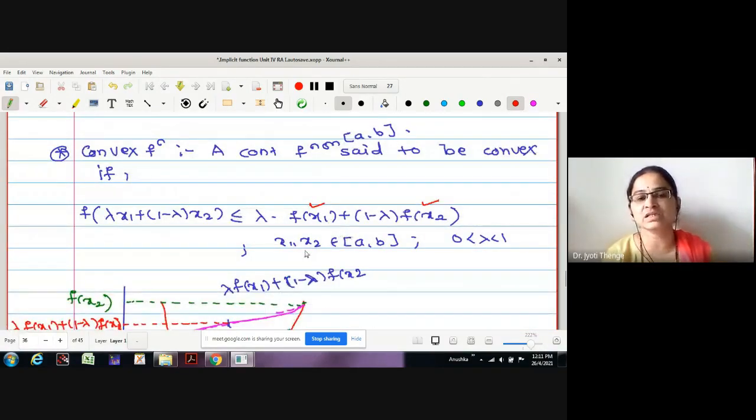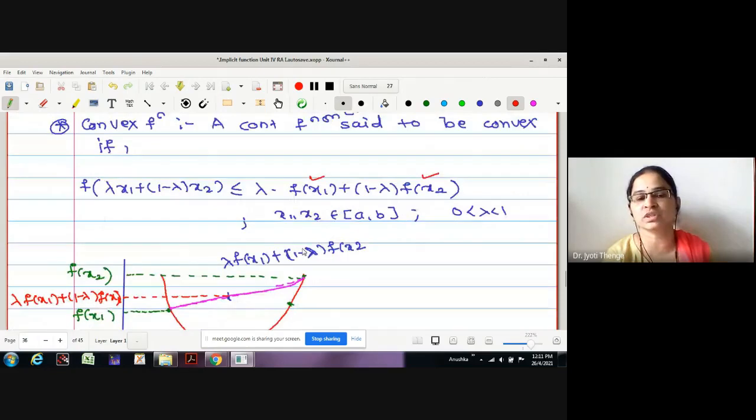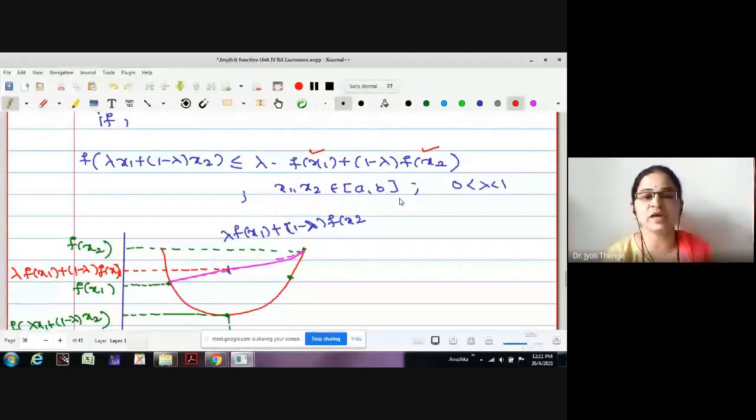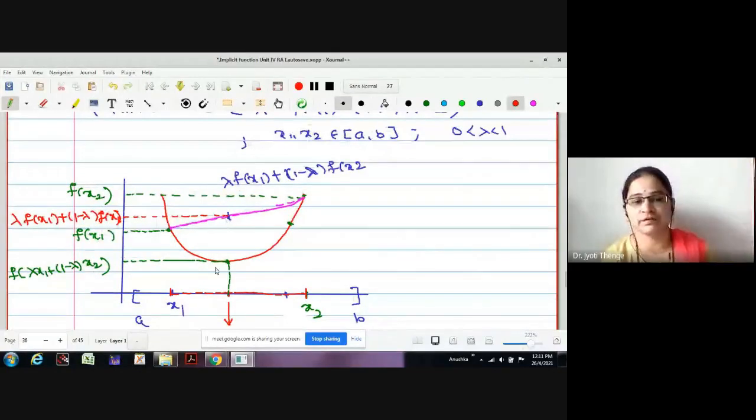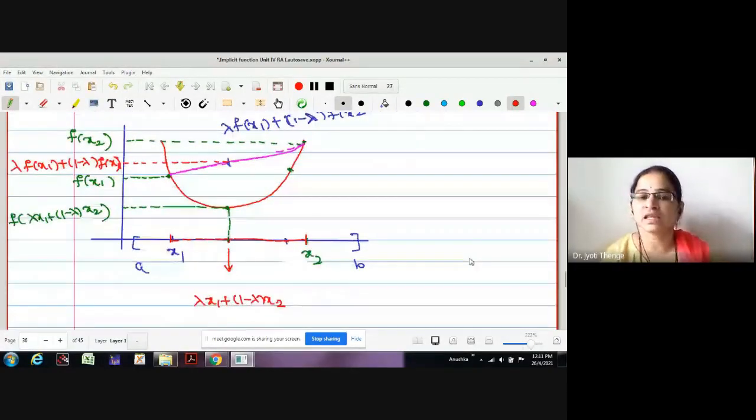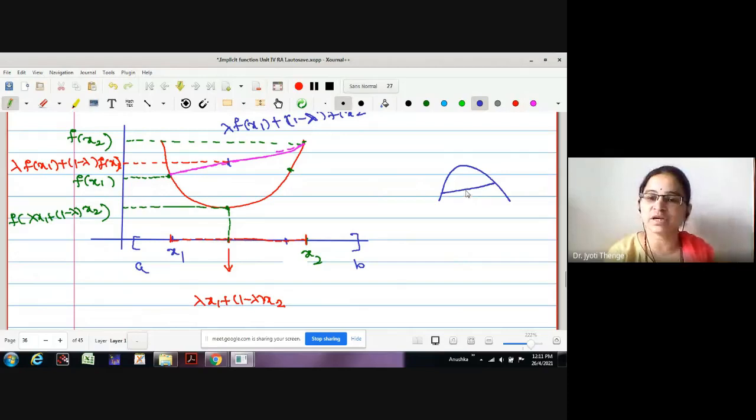So whenever the condition is true for all the points x1, x2 in the closed interval a b, this line segment is above the curve. This is what we want to say. This line segment shown with this pink line is above the curve. And this situation will not hold if the line segment is below the curve. If the line segment is below the curve, the f image is greater than lambda f x1 plus 1 minus lambda f x2. Therefore, this is not convex.